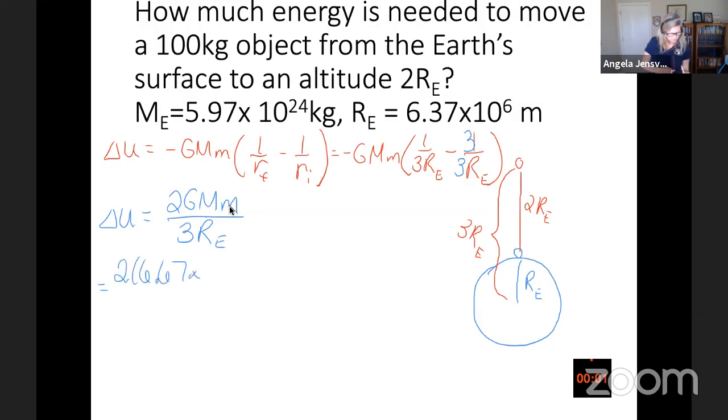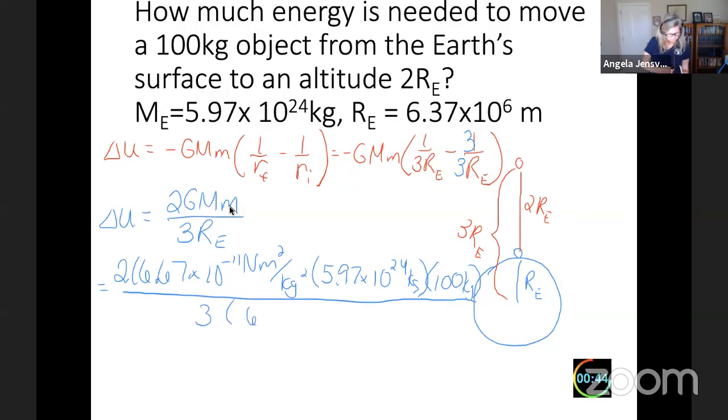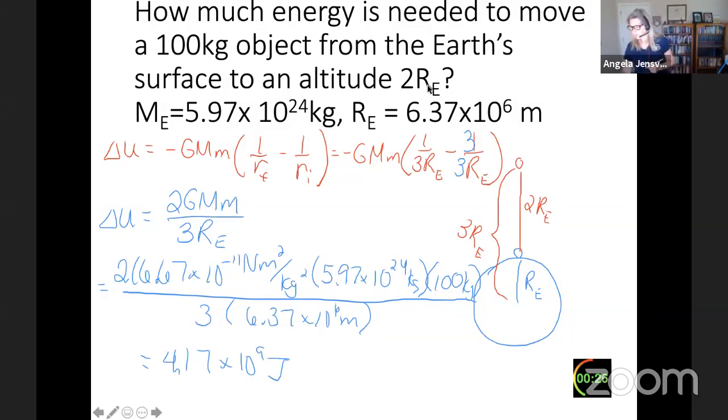Then you've got to plug all the numbers in. If you plug all that in, you should get 4.17 billion joules. It's a lot of energy. So the energy you need to move something, that's basically the work you need to do, is positive work because you're increasing the potential energy of the system.